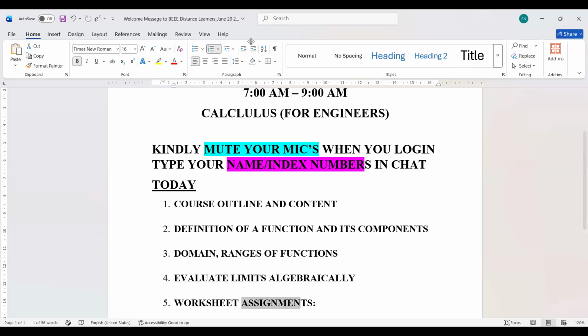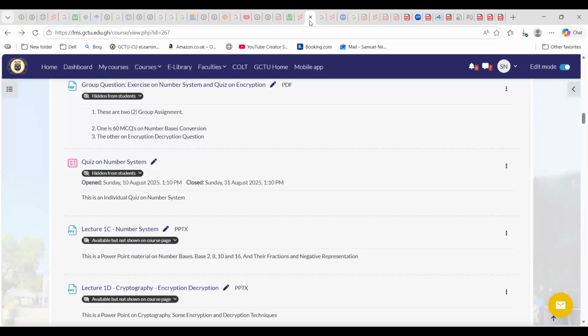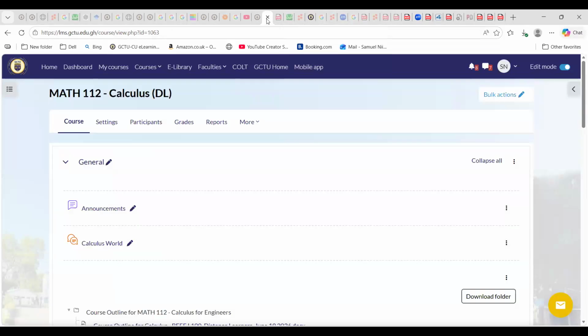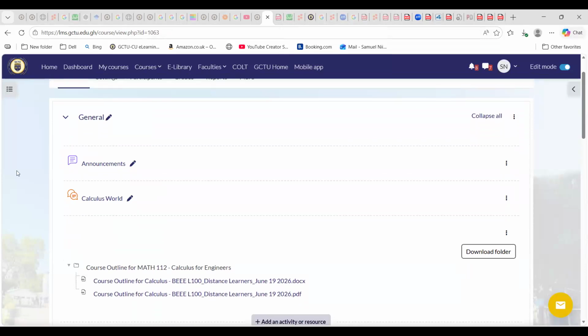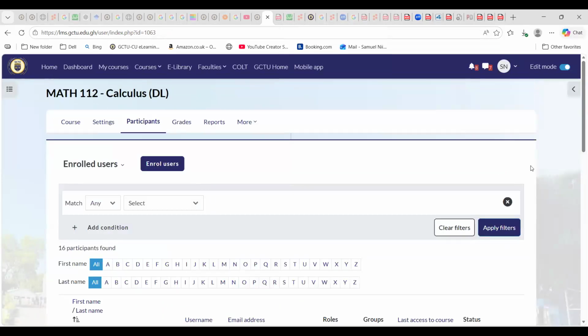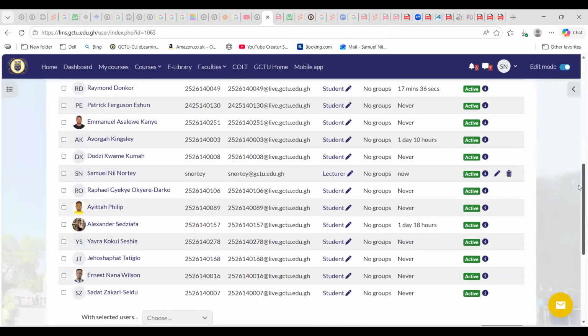Like I said, I'm still developing the things on the elements. So let's see. Okay, so this is the Moodle platform. And yesterday when I checked, I realized that you were all here, you were all here.